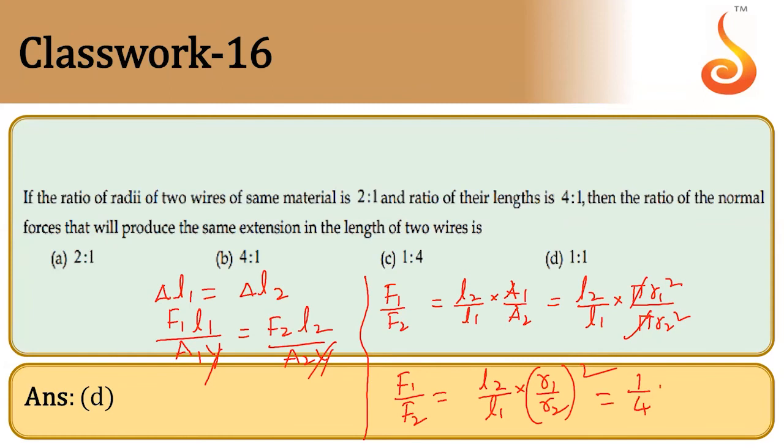1 by 4 into R1 by R2 whole square. 2 by 1 whole square. So you'll get 1 is to 1. 1 is to 1. Understood, children? 1 only. 1 is to 1. 1 means 1 is to 1.